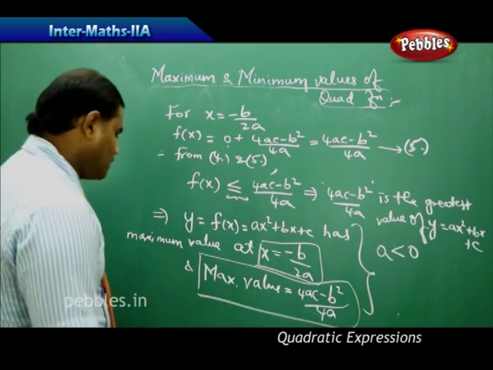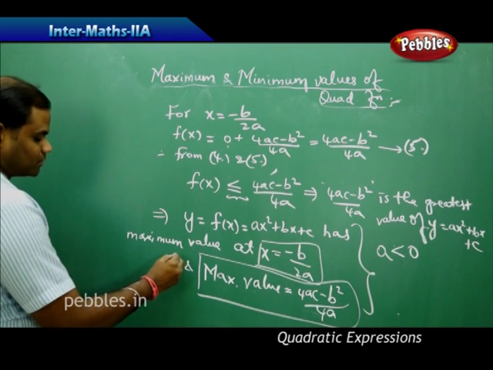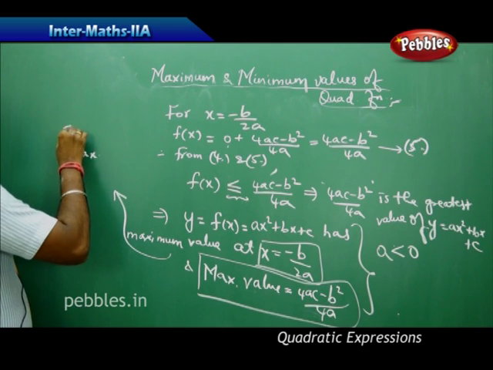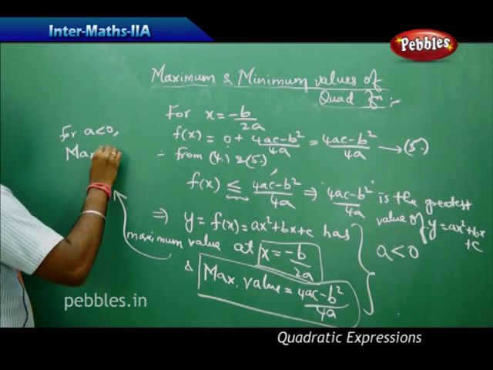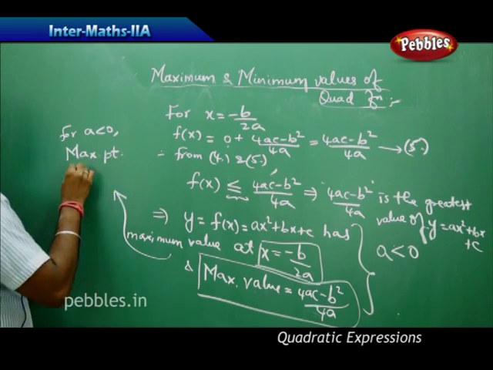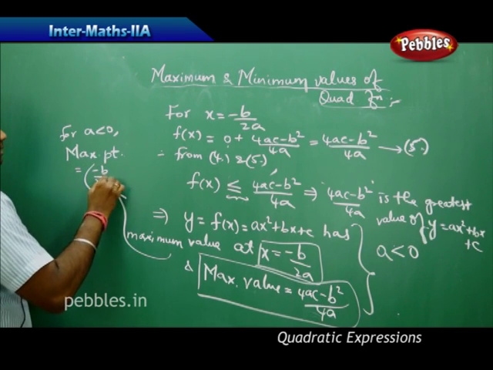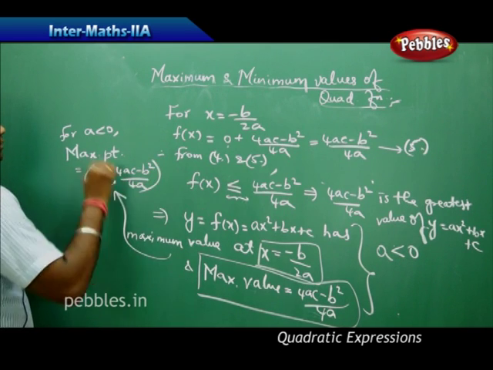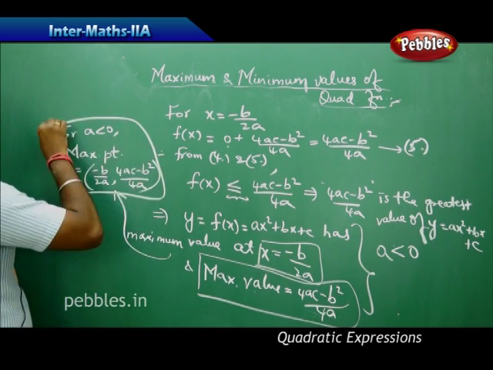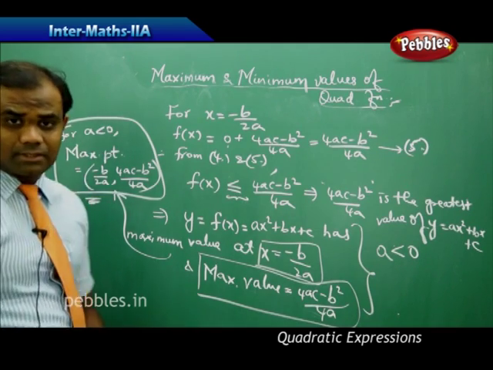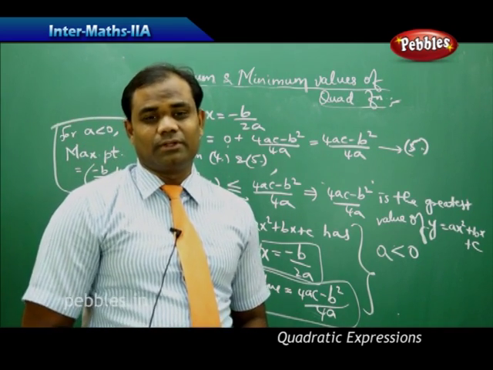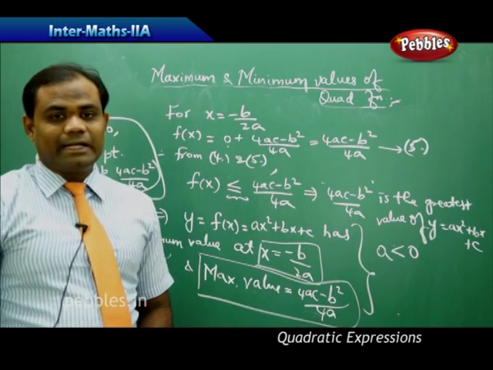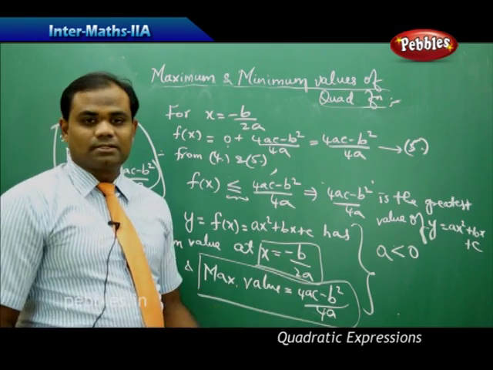So finally, when I want to find the maximum point on the function, I can write this as: for A less than 0, the maximum point is given by minus b by 2a, 4ac minus b squared by 4a. That is how we understand the maximum and minimum of a quadratic function. Continuing with this, let's see how we understand this with the graphs.